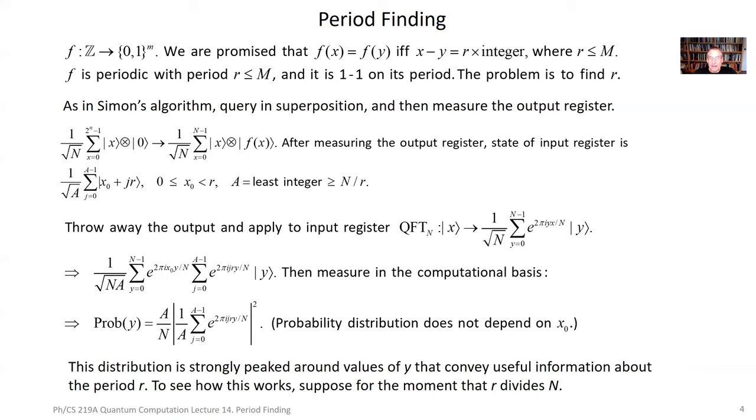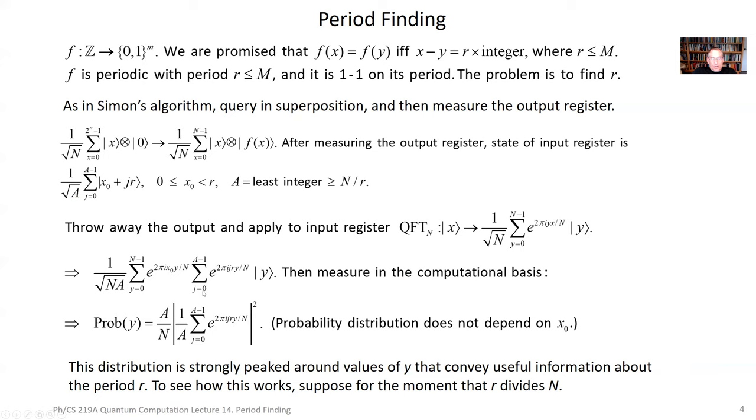Okay, so what we're going to do, just like Simon's problem, except with the Fourier transform now instead of the bitwise Hadamard, is we're going to take that input register, apply the quantum Fourier transform to it, and then measure in the computational basis. This is how the quantum Fourier transform is defined, a unitary transformation. I want to apply it to this uniform superposition.